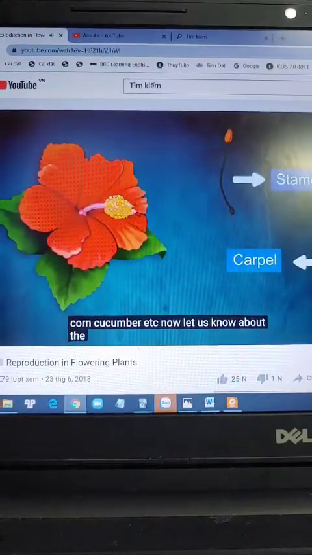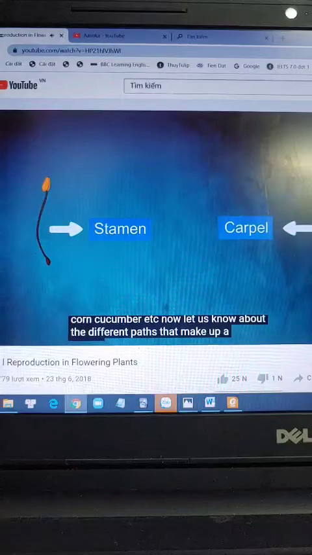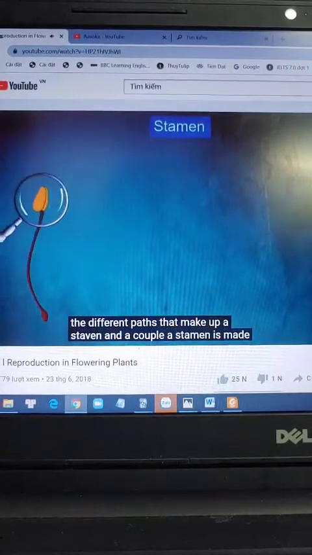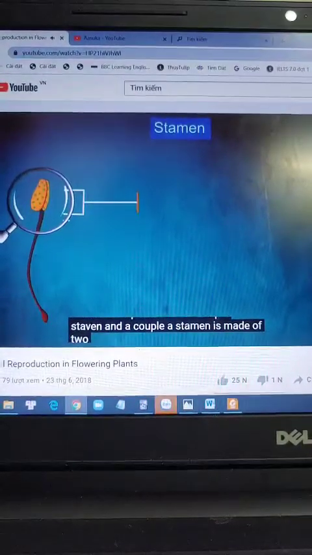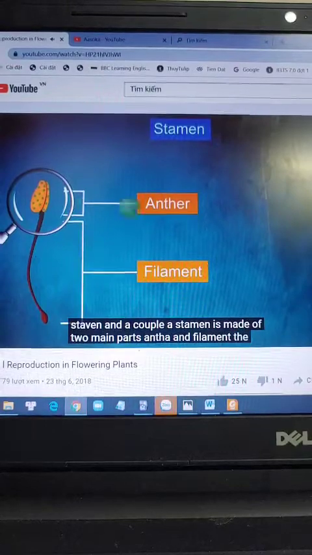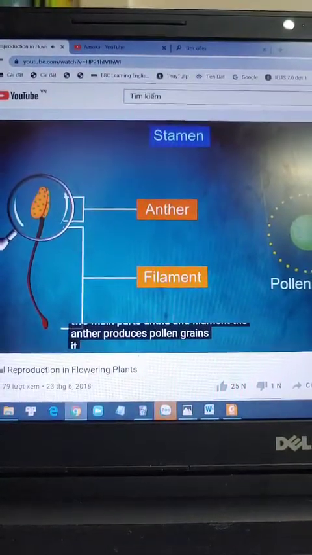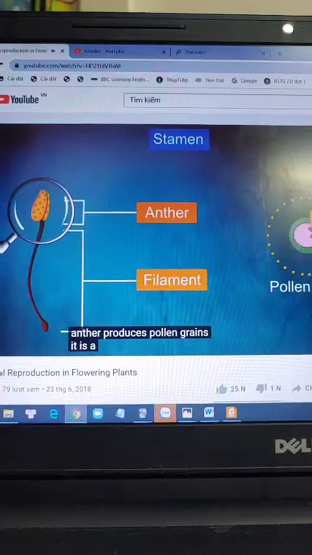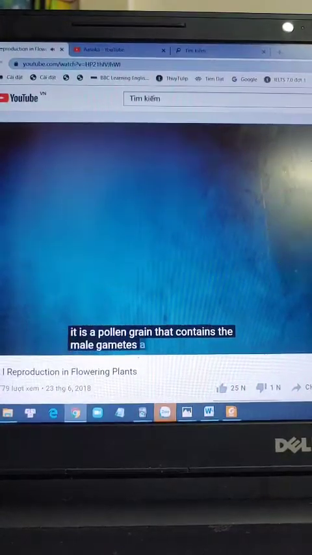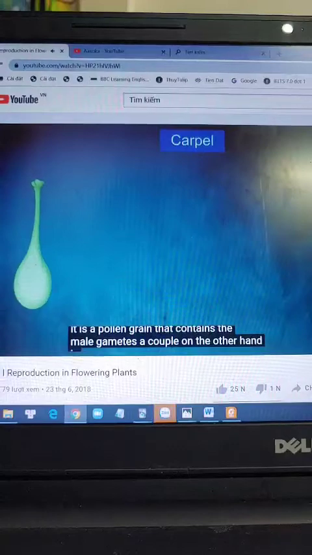Now let us know about the different parts that make up a stamen. A stamen is made of two parts, anther and filament. Anther produces pollen grains. It is the pollen grain that contains the male gamete.